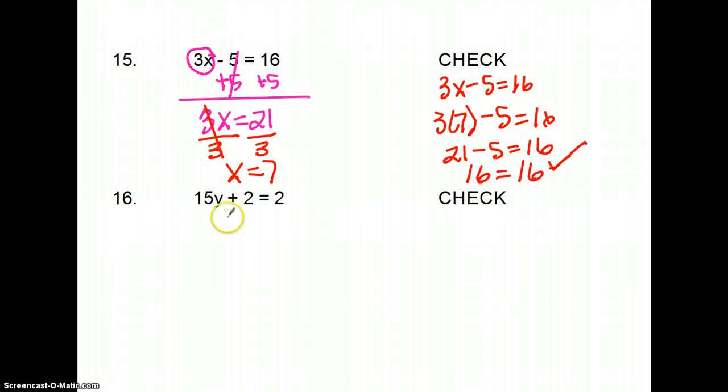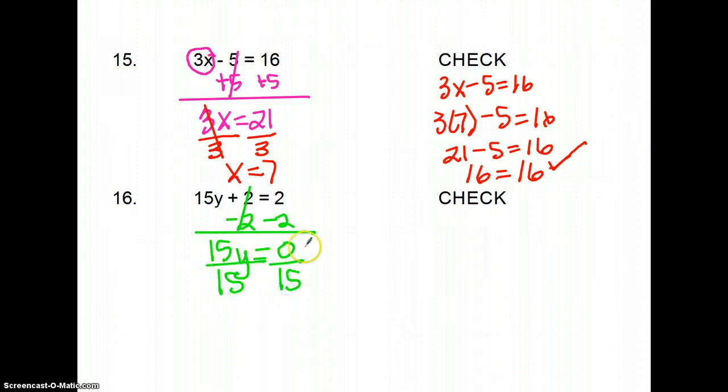This one, 15 minus y equals 2. I need to get this y by itself. Okay? So I need to get rid of this 2 first. My inverse operation of addition is subtraction. That goes away. I'm left with 15y equals 2 minus 2, which is 0. This is a tricky one. 15y equals 0. I need to divide both sides by 15. But I know that I can't divide 0 by 15, so this answer does not exist.